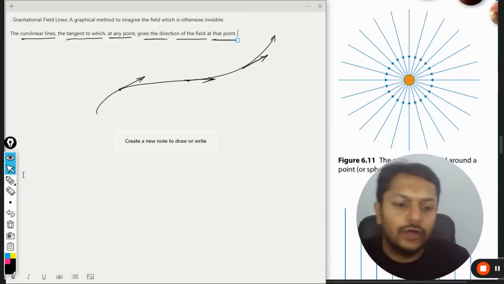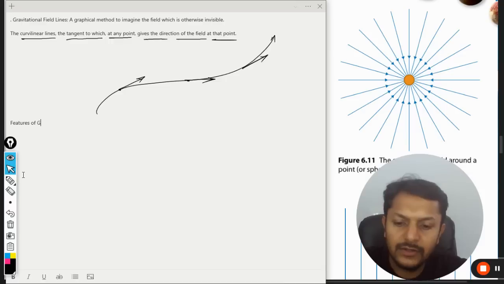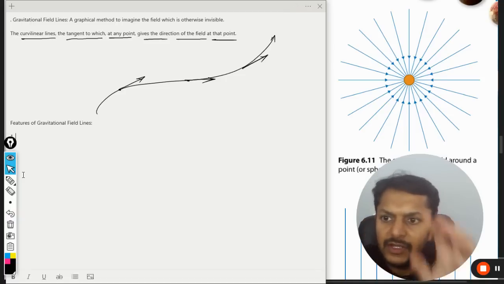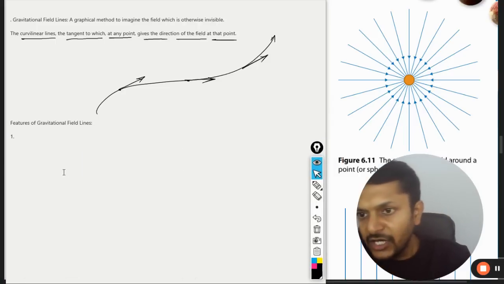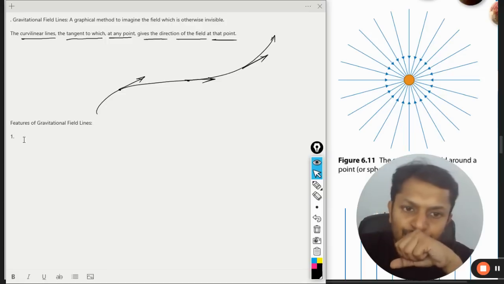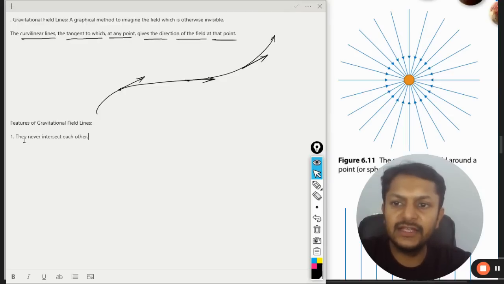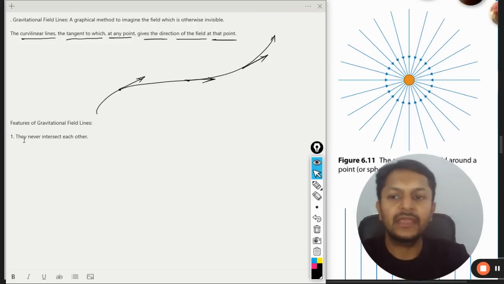Now, what are the features of gravitational field lines? Now, this is very important. Gravitational field lines. So, point number one: they never intersect each other. The first point that you need to note is they never intersect each other.